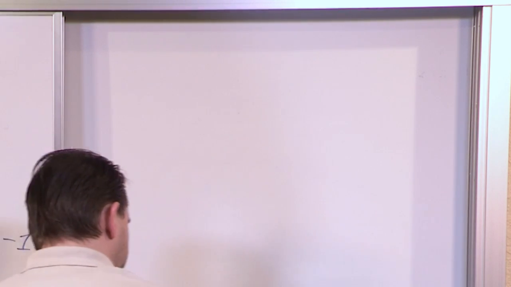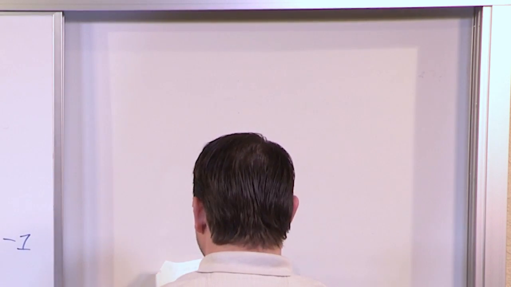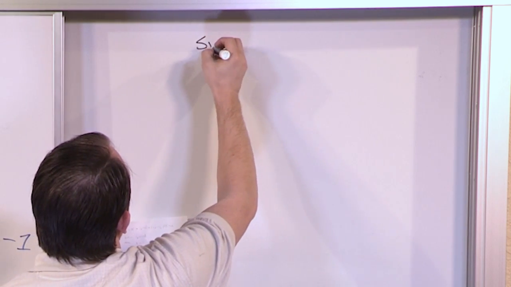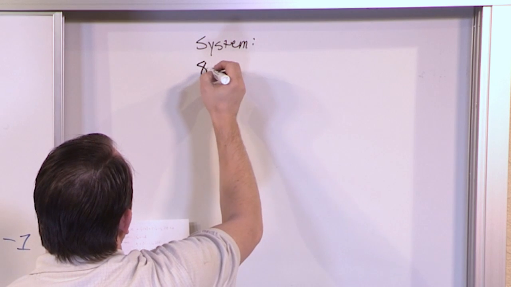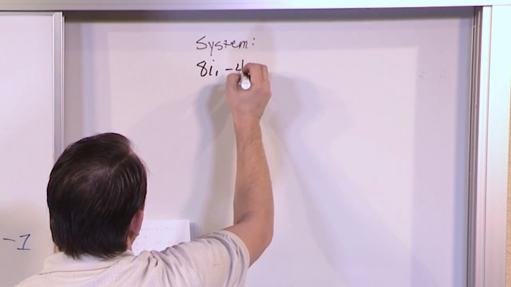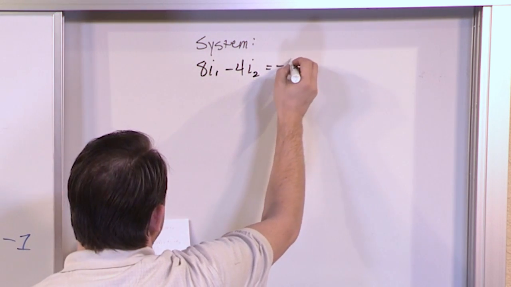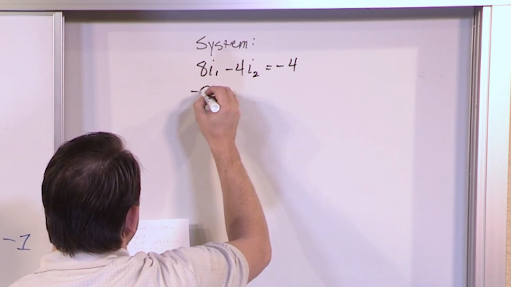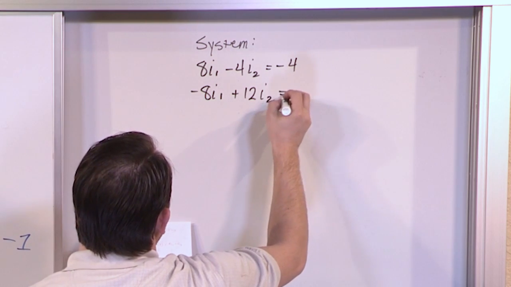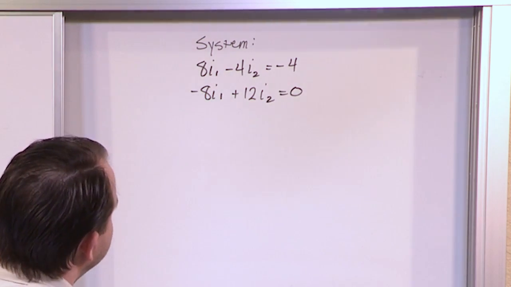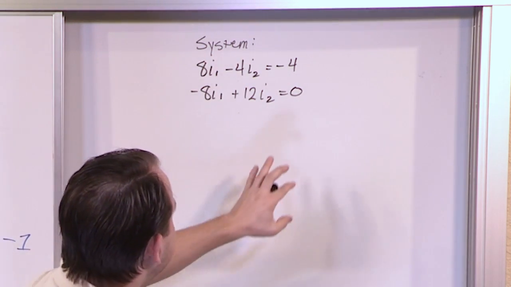And let's remind you quickly what the system is. The system that we've written down, just to remind you, is 8 times I1 minus 4 times I2 is negative 4, and negative 8 I1 plus 12 I2 is equal to 0. So again, you put this in a matrix. Matrix A is this, matrix B is this.